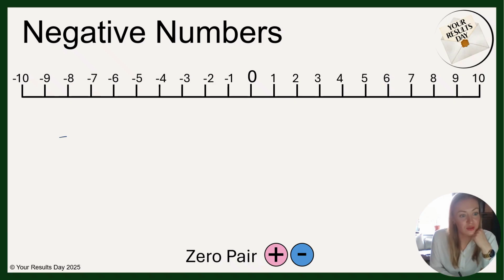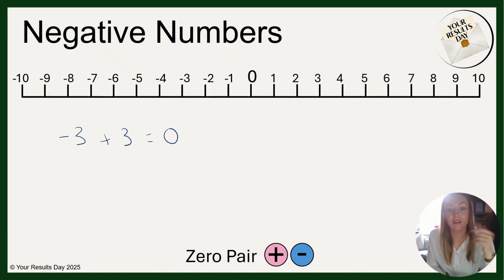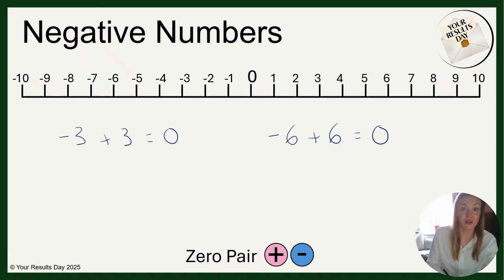So like I've just said, if you have -3 and +3 and you add those together, they cancel each other out, you get 0. Likewise, if I pick another number, let me choose -6, and you add to that +6, they cancel each other out, you'll get 0. So this is the idea of a 0 pair. For every positive, we can cancel it out with a negative and get 0. And for every negative, we can cancel it out with a positive and get 0. That will be helpful for us when we're adding and subtracting negatives in just a moment.